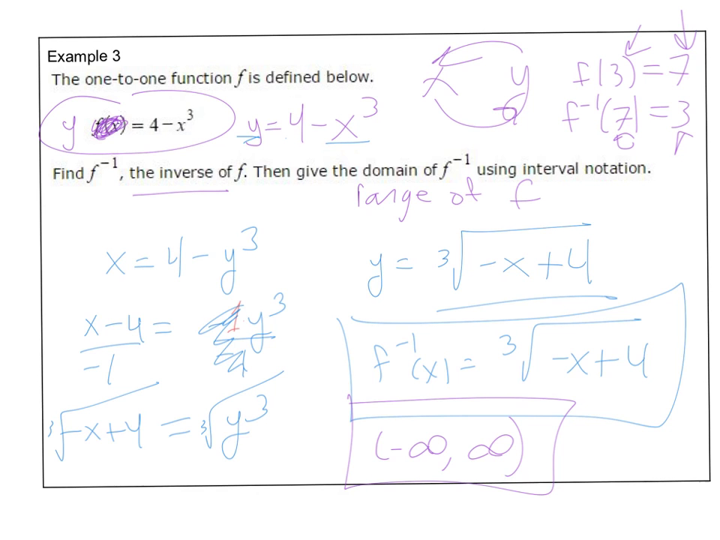The last thing I'm going to add to this really fast: if you ever doubt your work, a great way to check your work on this is to pick any x value you want and plug it into here. So let's pick a really simple one. Let's say x equals 2, for example. If x equals 2, then I would do 4 minus 2 cubed. 2 cubed is 8, so 4 minus 8 is negative 4. So 2 turns into a negative 4.